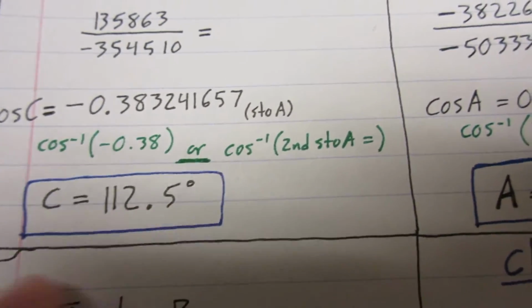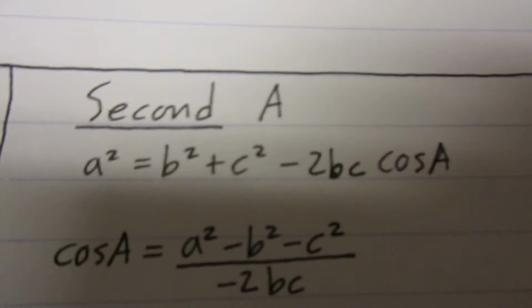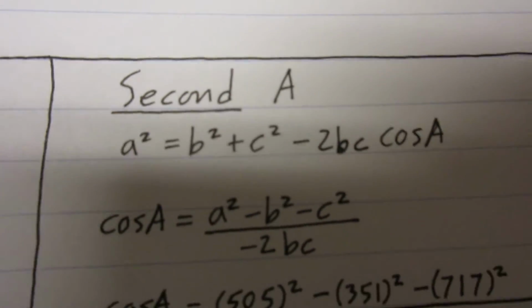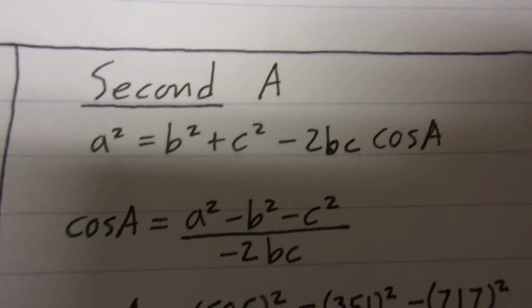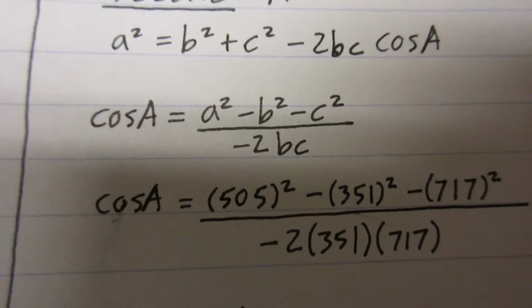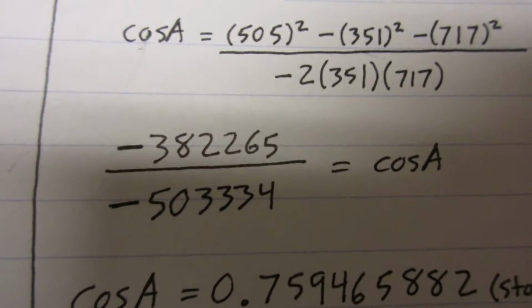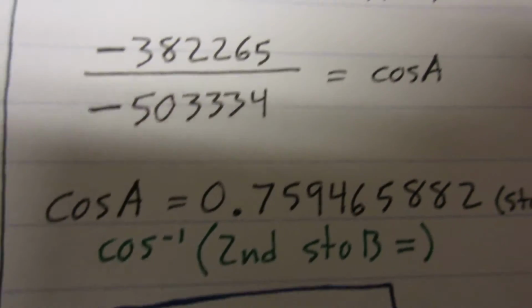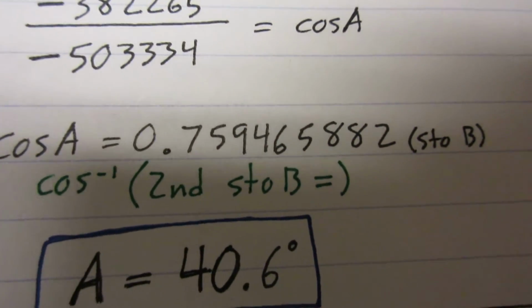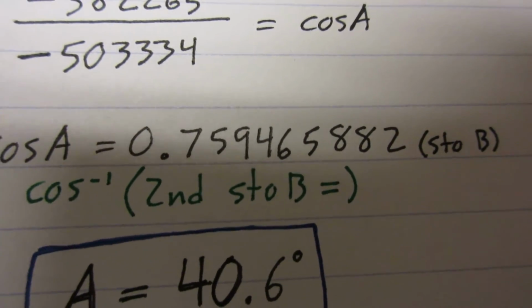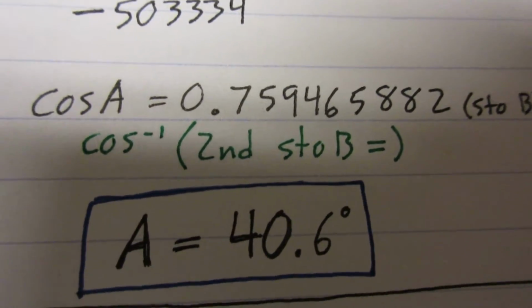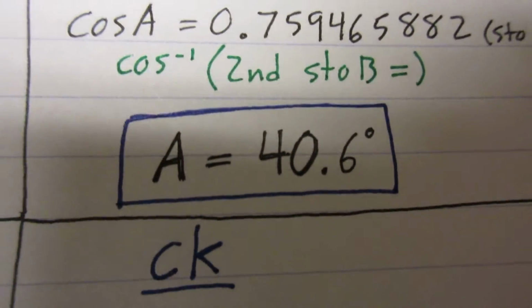got my answer. Second one up here, I found A, did the same thing, used the cosine law, got cosine of A by itself, plugged in the numbers, reduced top and bottom, and then stored that number in B, and did my calculator work here and came out with 40.6.